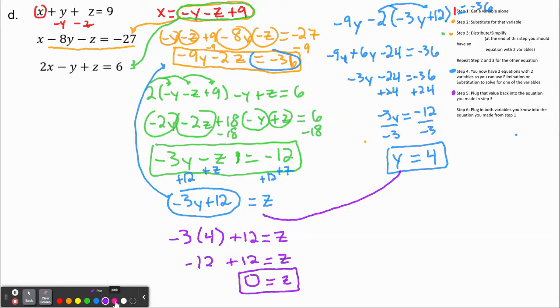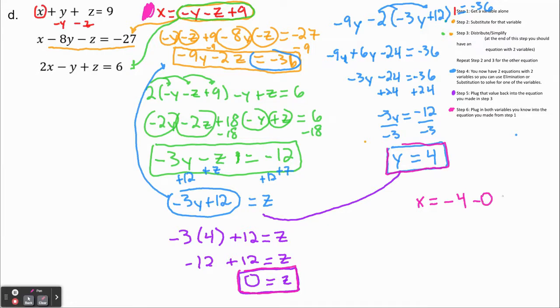And now my final step is plugging these back in. I'm going to plug in y, which is what I know, and z. And I'm going to plug those back into my equation all the way back from step 1, which is this one up here, if you remember this guy. So I'm plugging that in. x equals negative y, which is 4, minus z, which is 0, plus 9. Negative 4 minus 0 is just negative 4. Plus 9 is going to be positive 5.